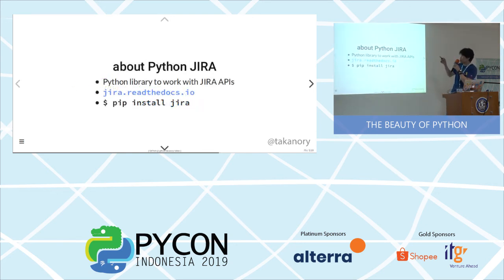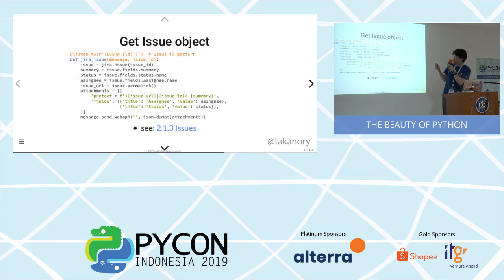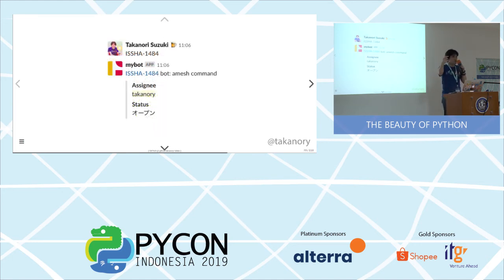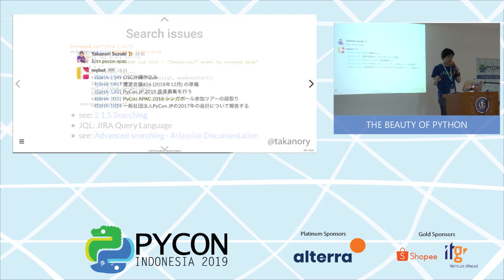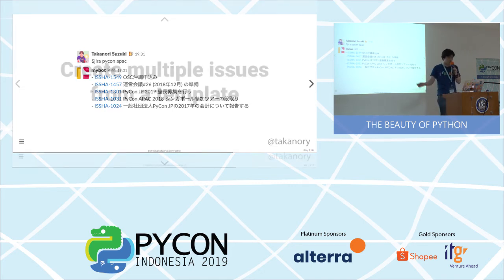I use the Python JIRA package, and this is the authentication, and this is getting the issue object. Then I send the issue ID, and the bot responds with the issue information. And I want to search issues. JIRA provides JQL, the JIRA query language, and I search a keyword and the Slackbot responds with the search result. This is the response. In the sample, I send JIRA PyCon APAC and get several PyCon APAC related issues.